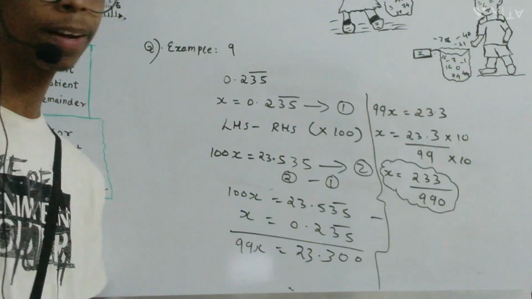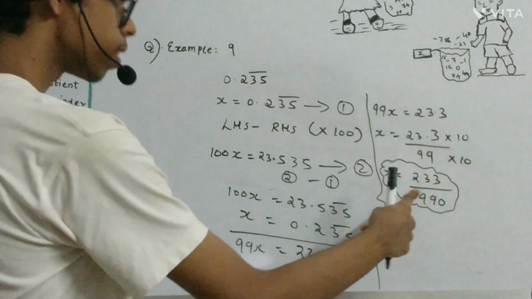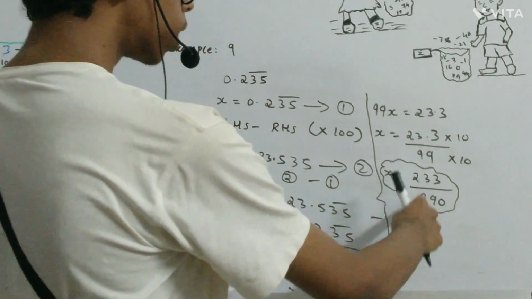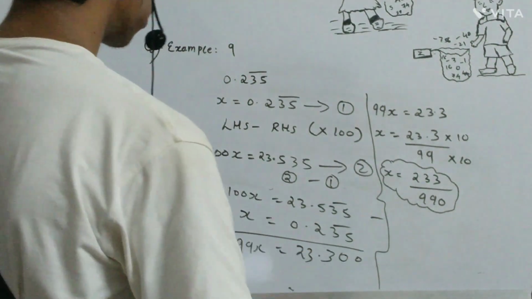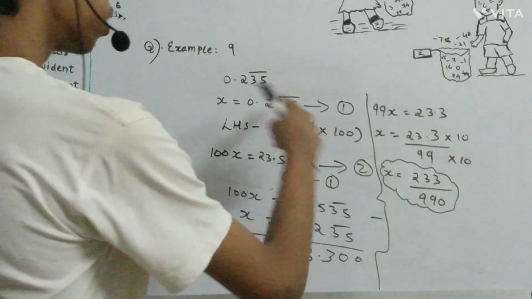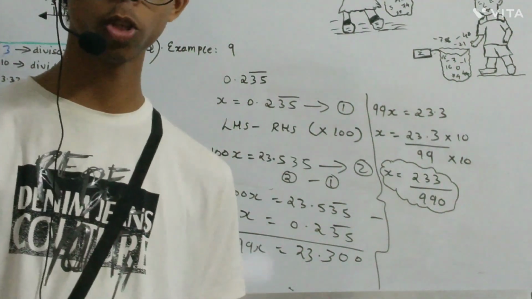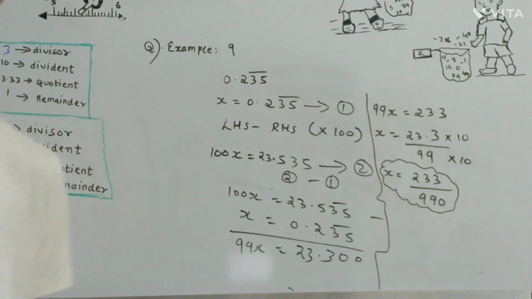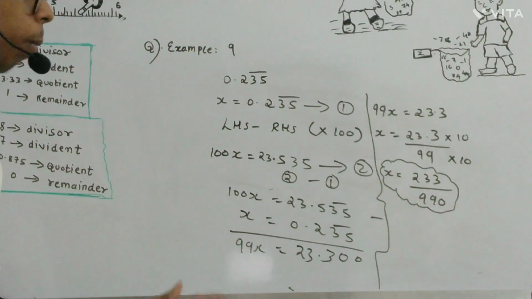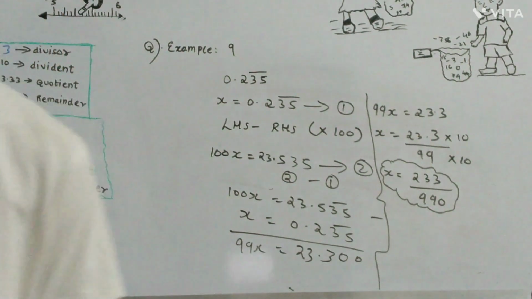Okay, I hope I am clear. Now if you want to check whether it is correct, just do 233 divided by 990 and see whether you are getting 0.235 bar. Okay, this is the way in which you check whether you have done it correctly or not. Okay, I hope I am clear with it.